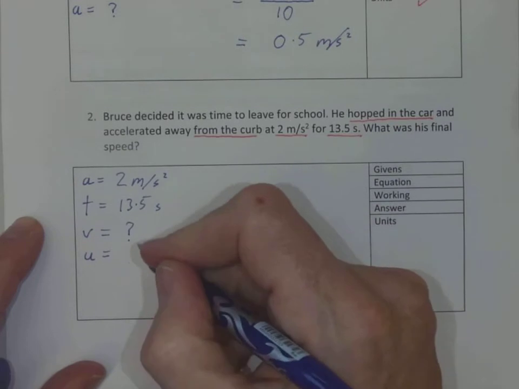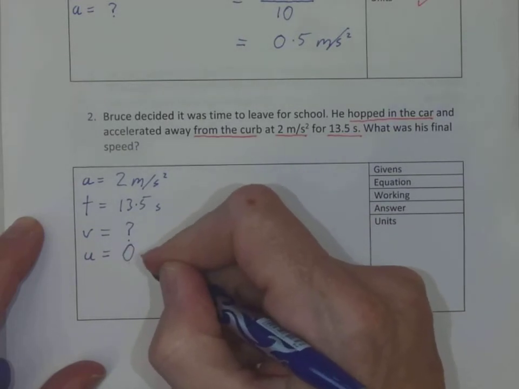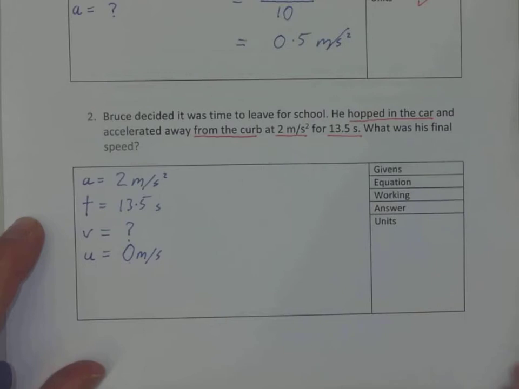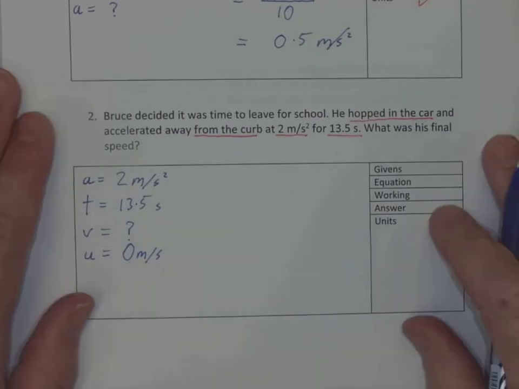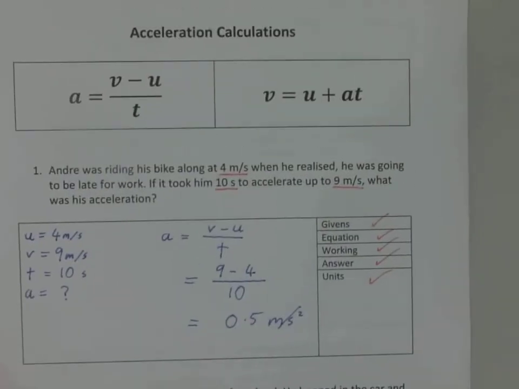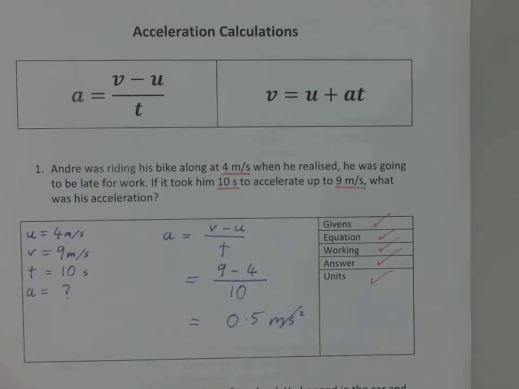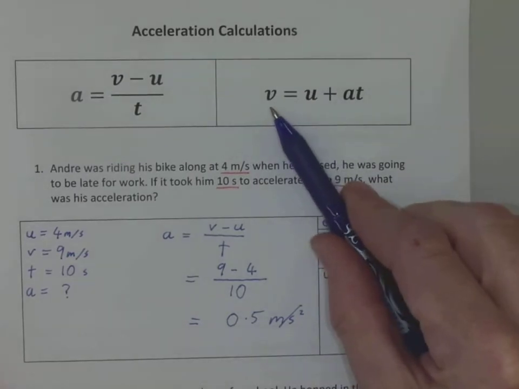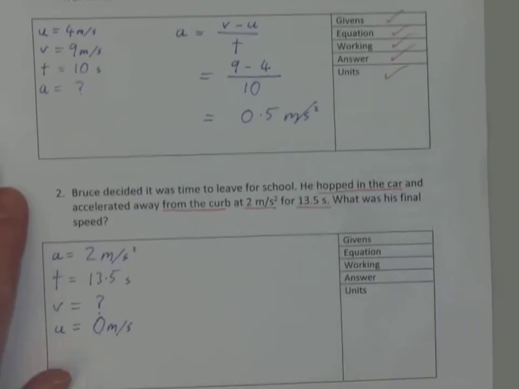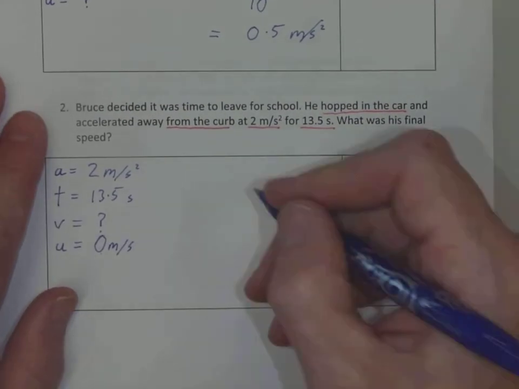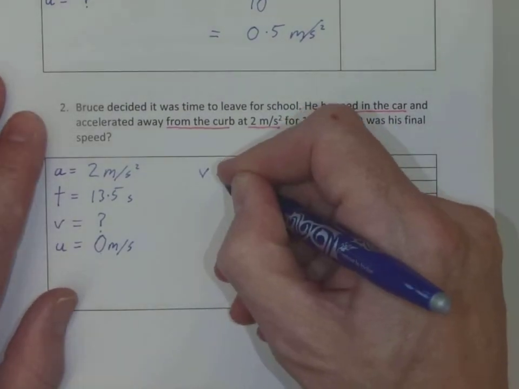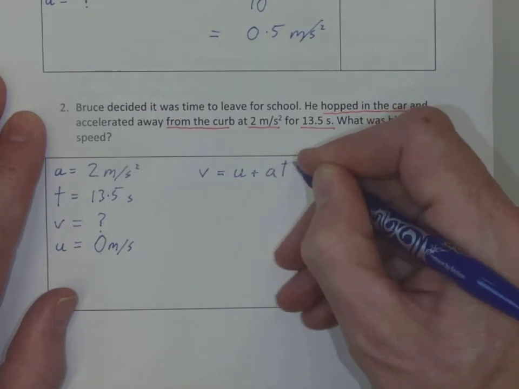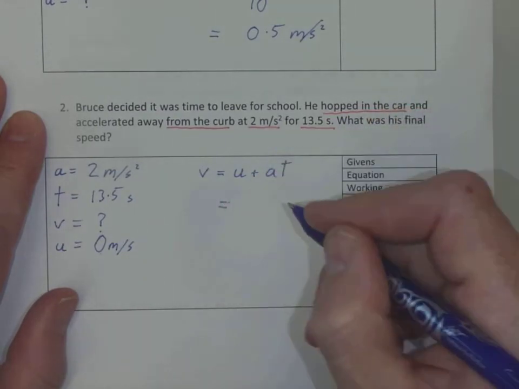0 meters per second. So now I can find his final speed. Now look at the equations that I have available. These are the tools in my toolbox. Final speed is on the left-hand side of the equation in this one already, so I don't have to rearrange everything. I can just use that one. So I say V equals U plus AT. And now I show my working.